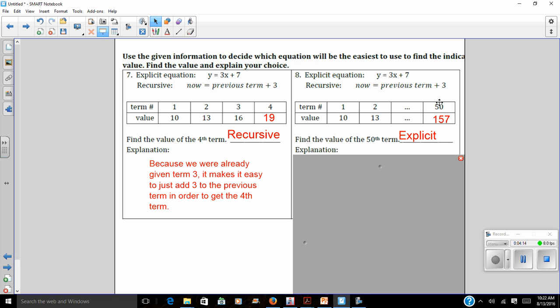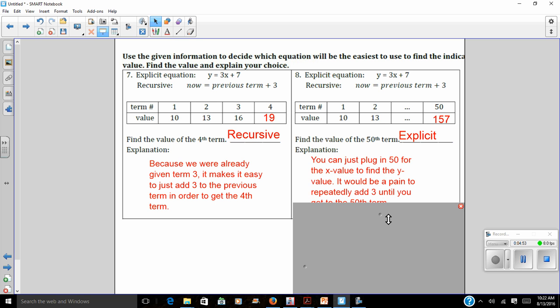Alrighty, so in that case, just like we have done before, I would take 50 as the term number, and remember that that is the x input value, and so 50 would be substituted for the x. 3 times 50 is 150, and then we would add 7, and we get 157 as our output value for term number 50. So using the recursive equation in this particular problem would be tedious and would set ourselves up for error. So it's much better to use that explicit equation in helping us to find the 50th term.